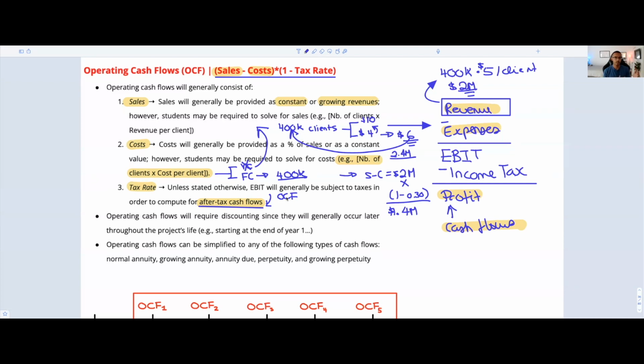And your fixed cost will literally be a fixed amount regardless of the number of clients, regardless of the output of the company. Now, just to double down on this notion, sometimes you may be required to find the total cost based on the number of clients, the number of units of production that you may have.